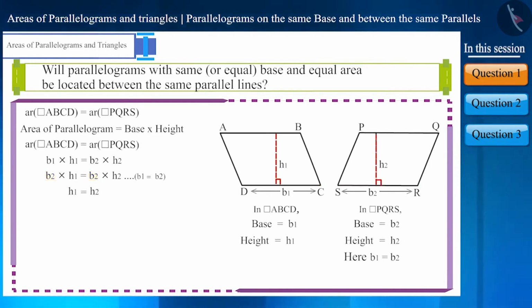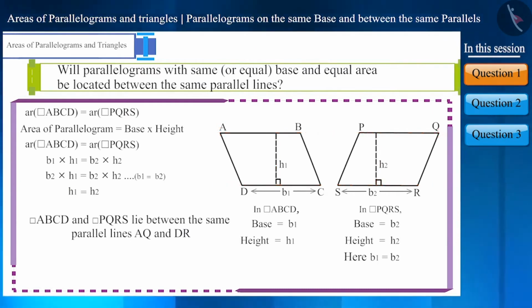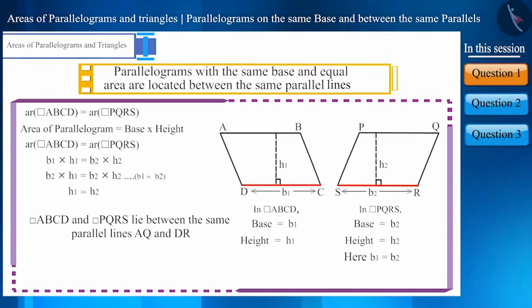We can see that the two parallelograms whose bases and areas are equal are also of equal height. For example, H1 is equal to H2. This means they are located between the same parallel lines. Therefore, we can say that parallelograms with the same base or equal bases and equal areas lie between the same parallel lines.